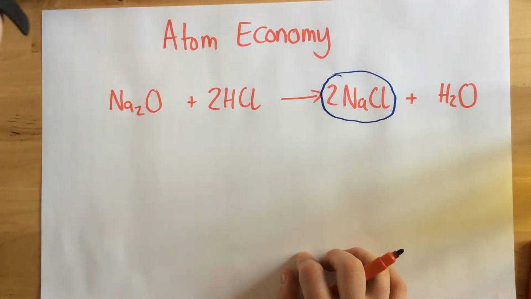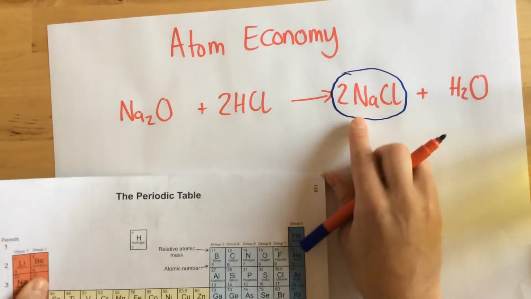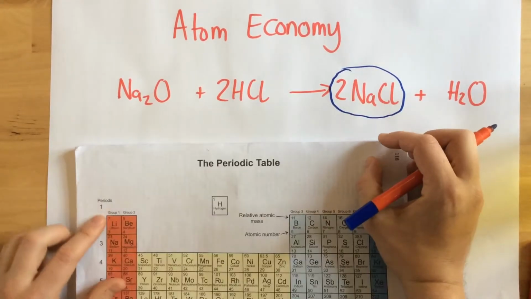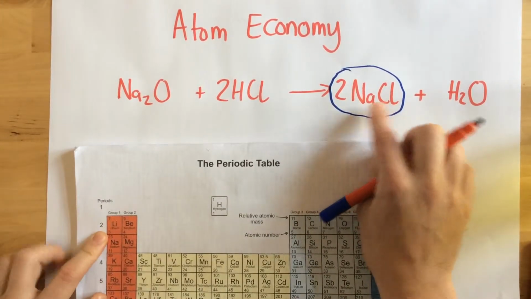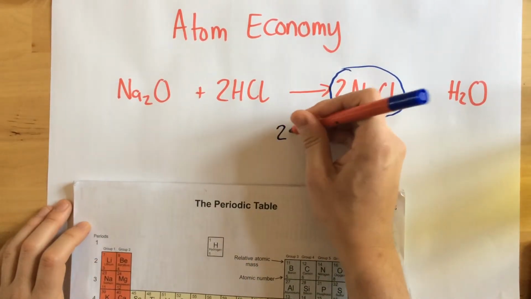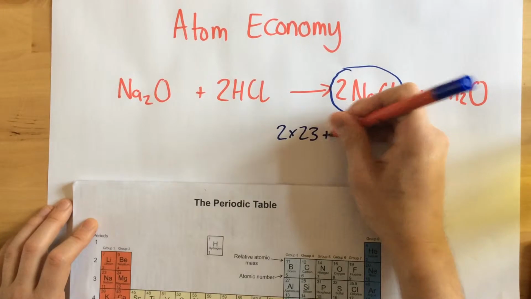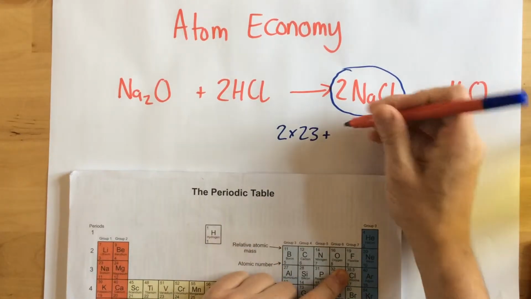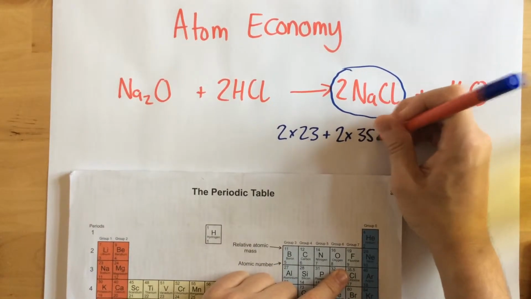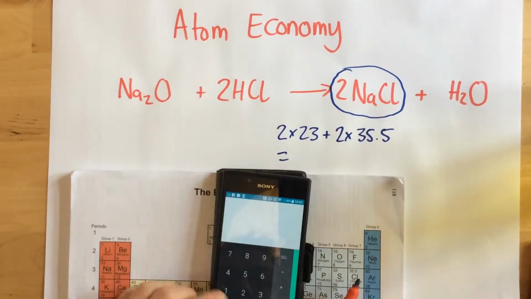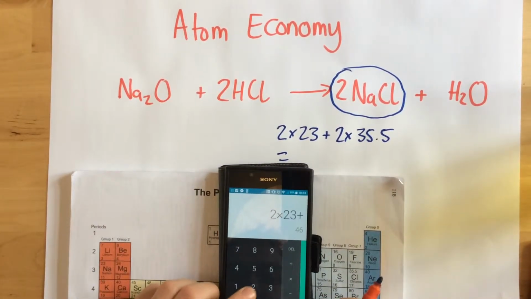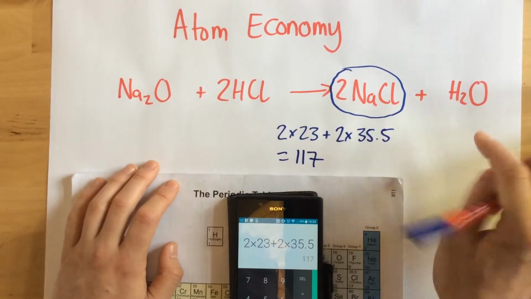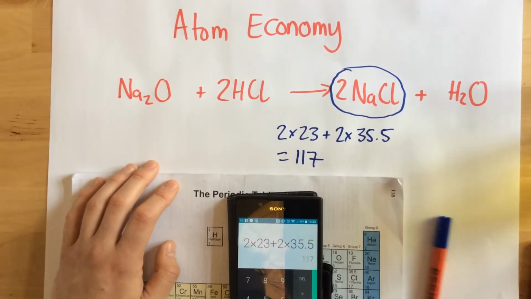So what we need to do next is get our periodic table and find out the relative formula mass of this and of our H2O. So first of all, sodium is just here, which is 23. So I've got 2 lots of 23, and then I'm going to add it to my chlorine, which is here, 35.5, but again, there's 2 lots of that, so it's 2 times 35.5. Now this is going to tell me the relative formula mass of my sodium chloride. So it's 117.